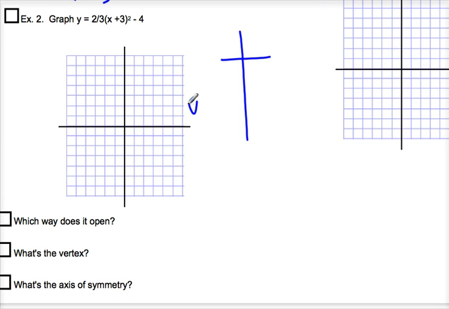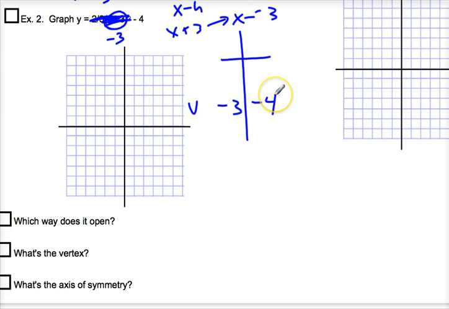Put V for vertex. The vertex is whatever makes the inside equal 0, so that'd be -3. Up there it says x minus h, and down here it has x plus 3. Well, that's the same as x minus -3, so it's -3. If you want to put it in x minus form, you'd have to change it to a -3. So our vertex is at -3, and you can see that if I plug in -3 right here for x, it makes this 0 and it cancels everything out right there. Except for the end number, which is my k, -4. So my vertex is at -3, -4.